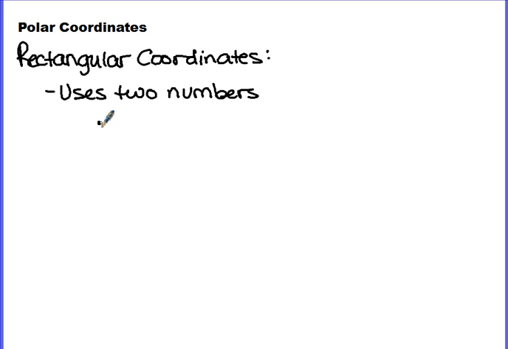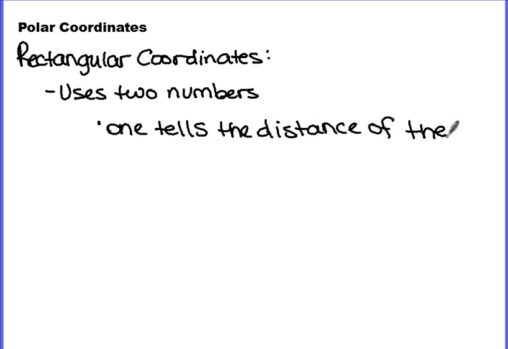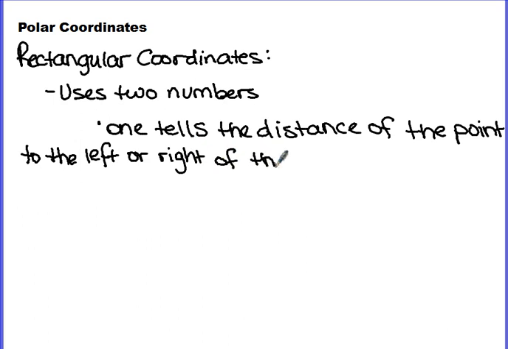This would be like our x-axis, but these are not x and y values. One number tells the distance of the point to the left or right of the origin, and one tells the distance of the point above or below the origin.